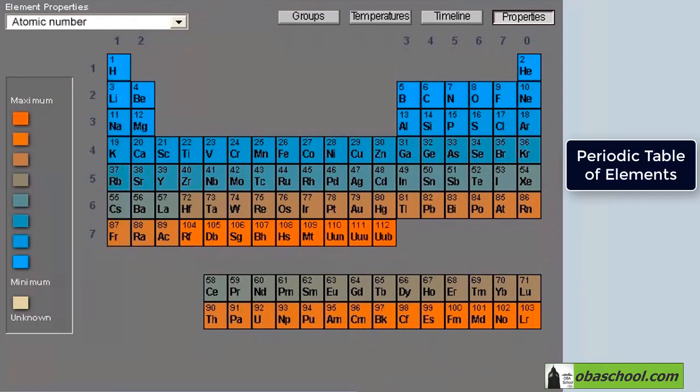The periodic table is very important in chemistry. The first 20 elements are very common. You can see neon, you can see carbon, oxygen, sulfur, magnesium, calcium, and many others. Each element has different characteristics, chemical properties, and physical properties.